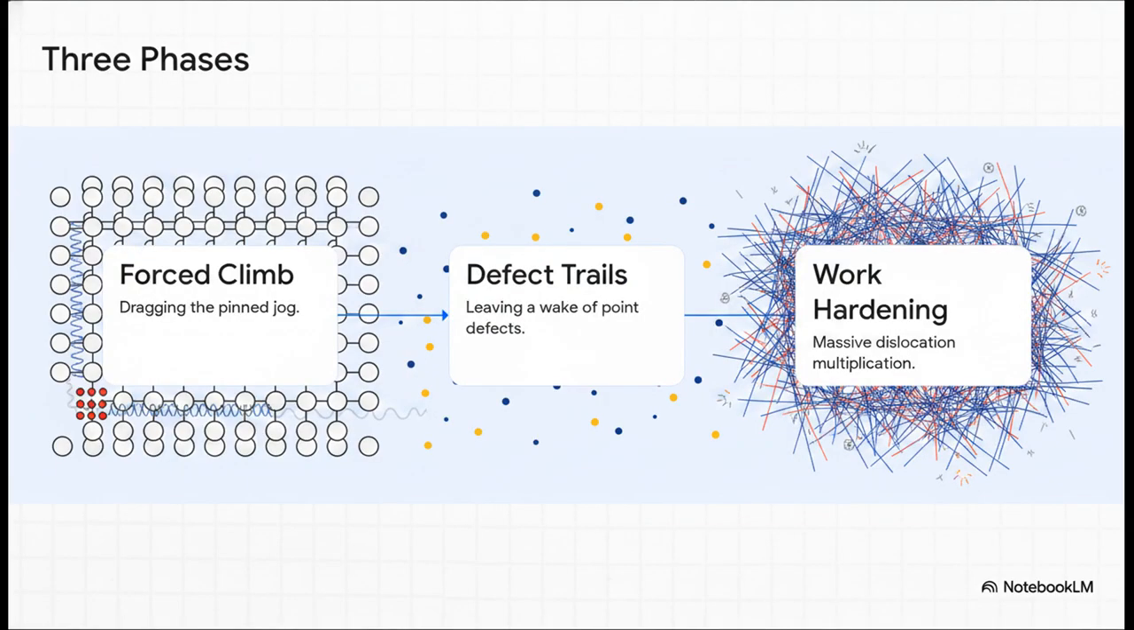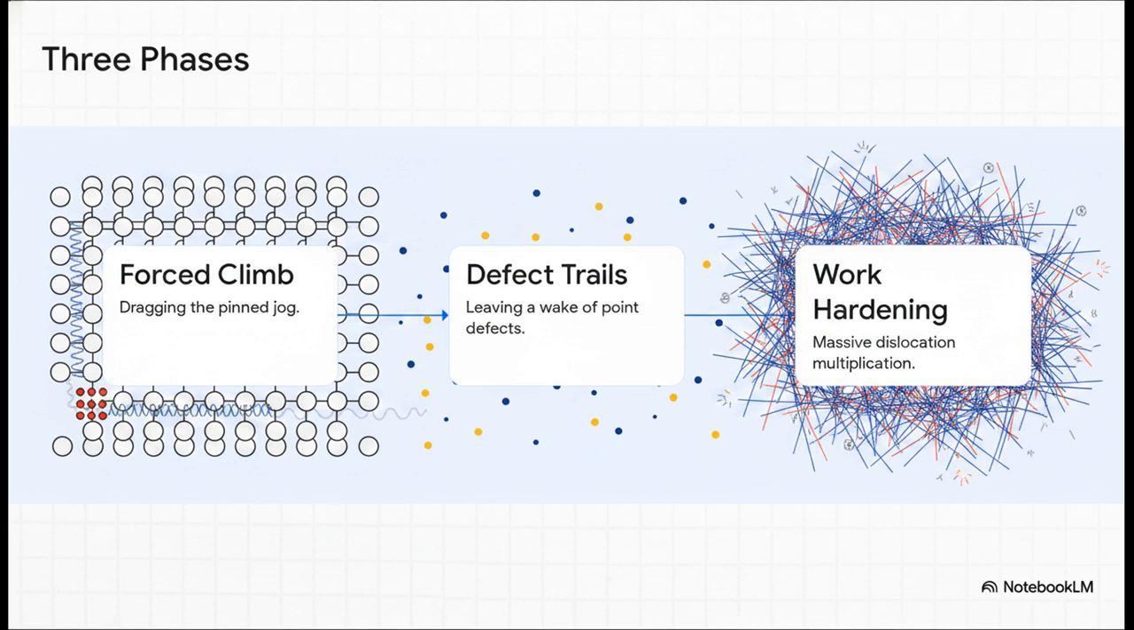In phase 1, the main screw dislocation desperately wants to keep moving, so it forcibly drags that pinned jog along with it. And because the jog can't glide, it has to move via non-conservative climb, which is a massively energy-intensive process. Then in phase 2, this dragging motion leaves a literal wake of point defects, like vacancies or interstitials, just scattered throughout the lattice behind it.